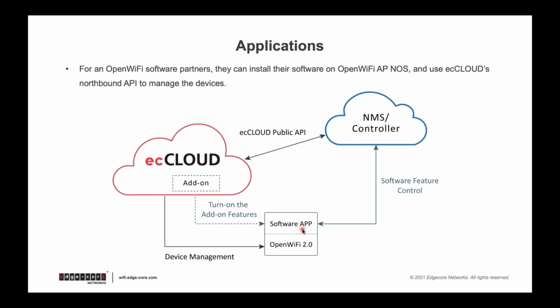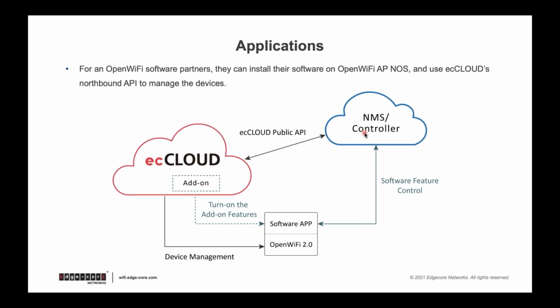In some cases, the customized application needs an external server. For example, it may need to have an additional dashboard in their server, or they may need to handle some data from the AP. For this kind of scenario, we provide two ways. The first way is also to use the public API.